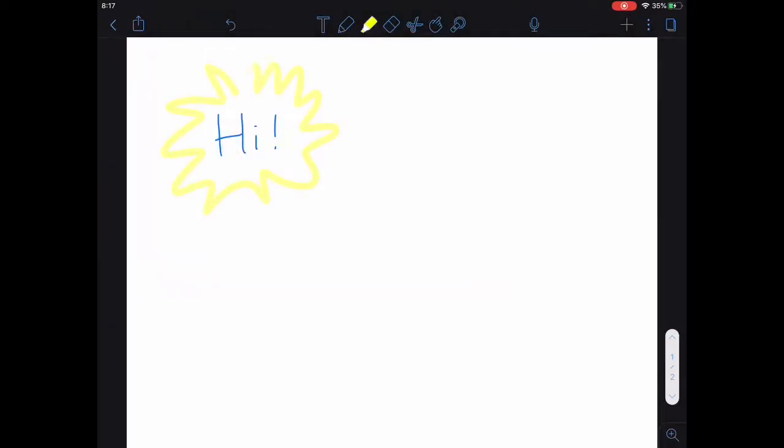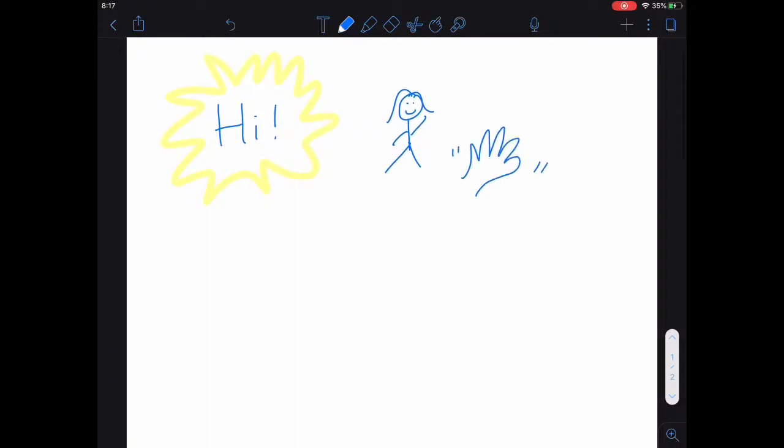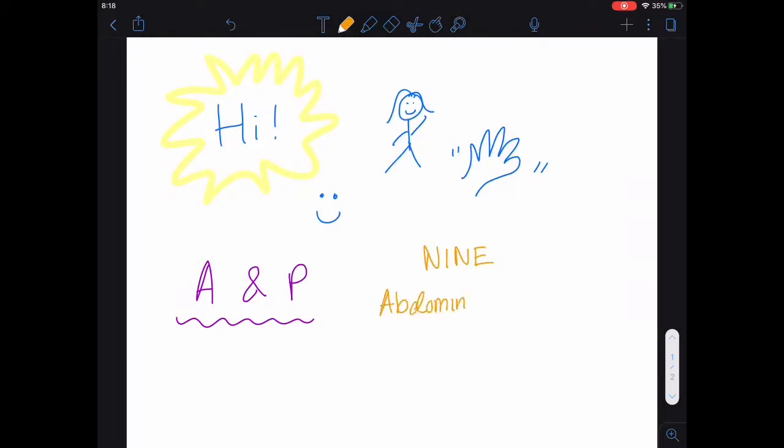My name is Alejandra Lopez, and I'll be giving some learning tips on how to understand and know the 9 abdominopelvic regions as part of Anatomy and Physiology course.